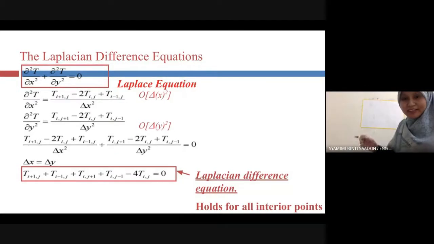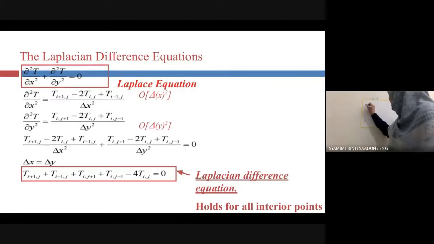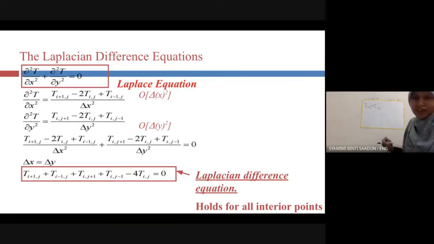Okay, the Laplacian difference equation: T(i+1,j) plus T(i-1,j) plus T(i,j+1) plus T(i,j-1) minus 4T(i,j) equals 0. Okay?